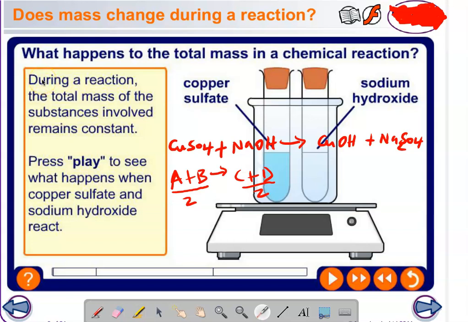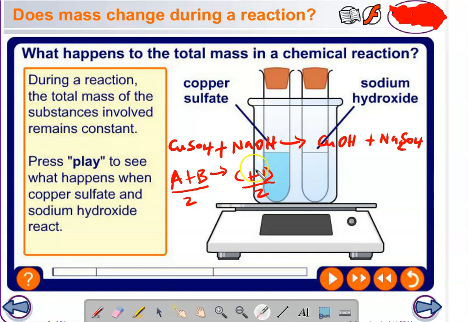In this video, we want to look at the principle of conservation of mass. During a chemical reaction, the total mass of the substances involved remains constant. What it means is that the mass at the beginning is the same as the mass at the end.